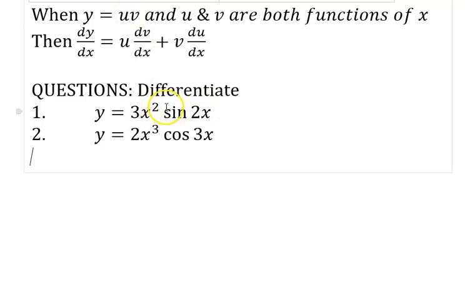Like we have on the screen here, we have some questions. If you look at this, this is 3x squared. You can differentiate this only. This is sine 2x. You can differentiate this only. Two of them are together. The sign in between them is multiplication. That's why we call it product rule.